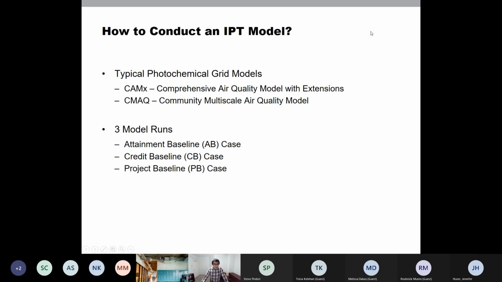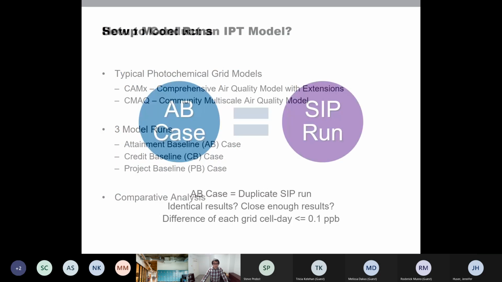So that includes the attainment baseline case, the credit baseline case, and the project baseline case. And I'm going to describe that in more detail in later slides. And at the end, we'll do a comparative analysis between the credit baseline case and the project baseline case to see whether air quality is impacted or not.